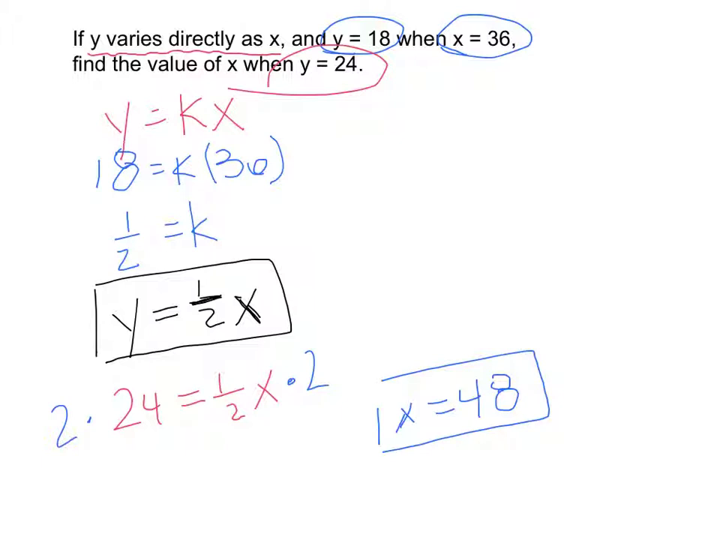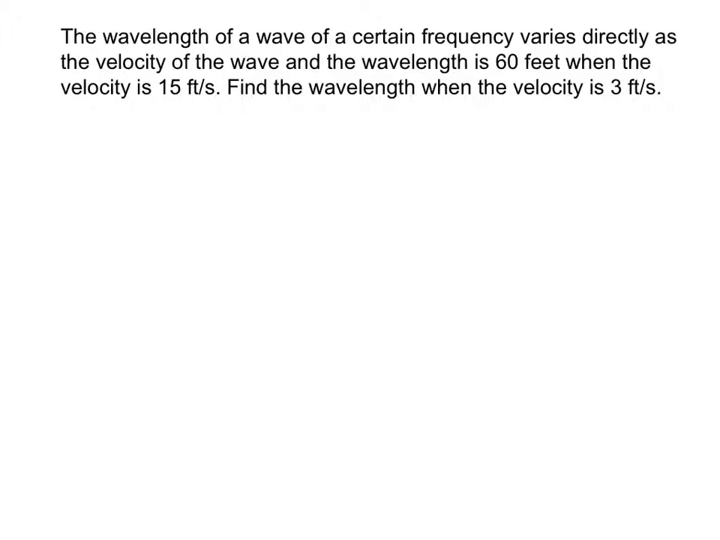So let's start looking at some applications, since that's where we're going to see variation the most. The wavelength of a wave of a certain frequency varies directly as the velocity of the wave. So right away, remember, y varies directly as x. So the wavelength is the y and the velocity is the x. Alright, now let's continue on a little bit further. And the wavelength is 60 feet when the velocity is 15 feet per second. We want to find the wavelength when the velocity is 3 feet per second.